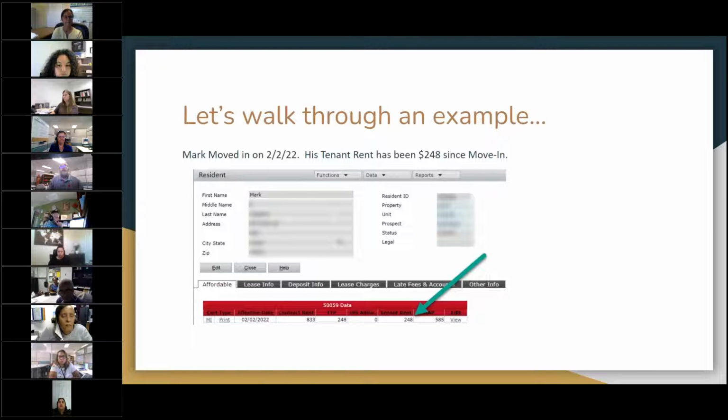So let's start looking at our example. I think I've blurred out everyone to not make it obvious who this guy is, but just in case I did miss something, this is completely a test scenario. I created this scenario. I wanted to find one where the ledger was really clean and easy so we can see what's going on. So Mark moved in on February 2nd, 2022, and we see his tenant rent there is $248.